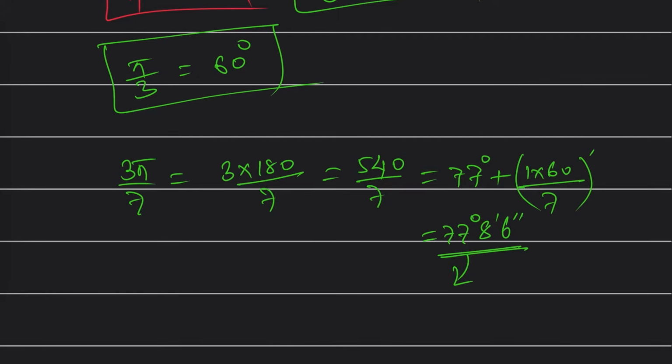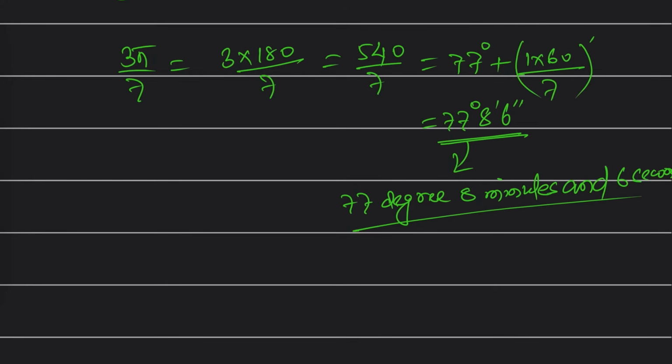How we will pronounce? 77 degree, 8 minutes and 6 seconds. Sir, why I am pronouncing like this? Let me show you. Actually, you can divide 1 degree into 60 parts, and each part will be called 1 minute. And similarly, each minute can be divided into 60 parts again, and that will be called 1 second. Each part will be called seconds.